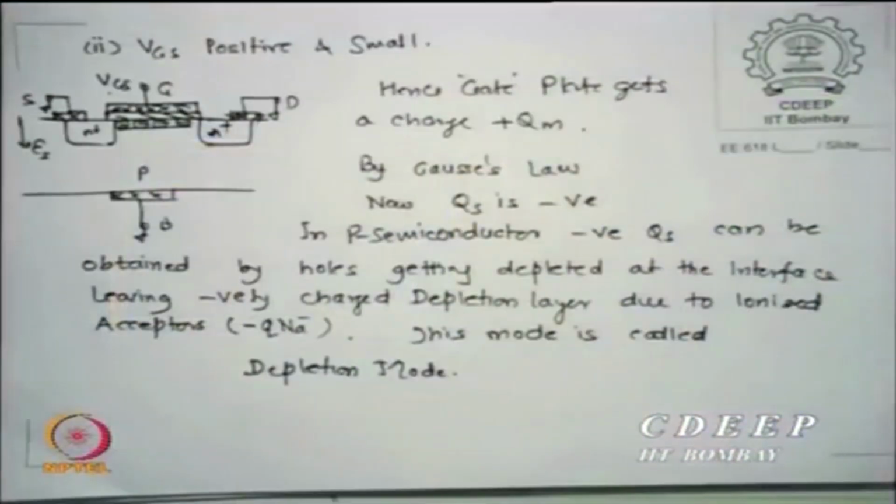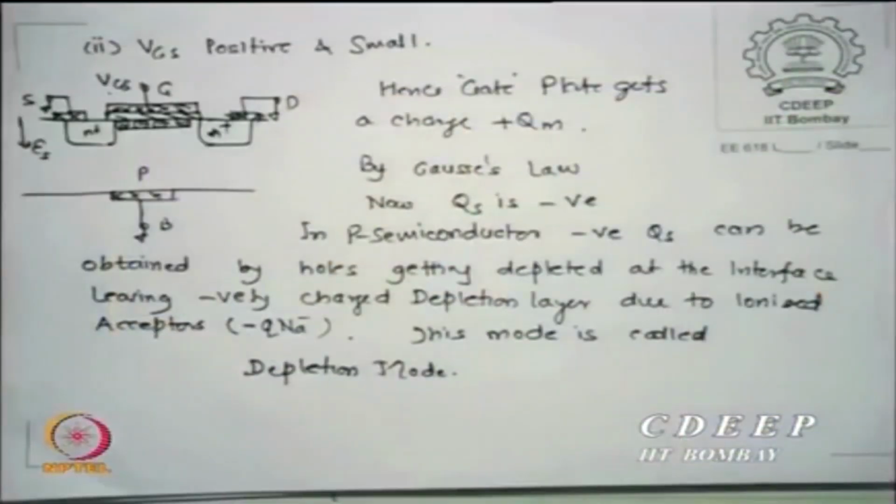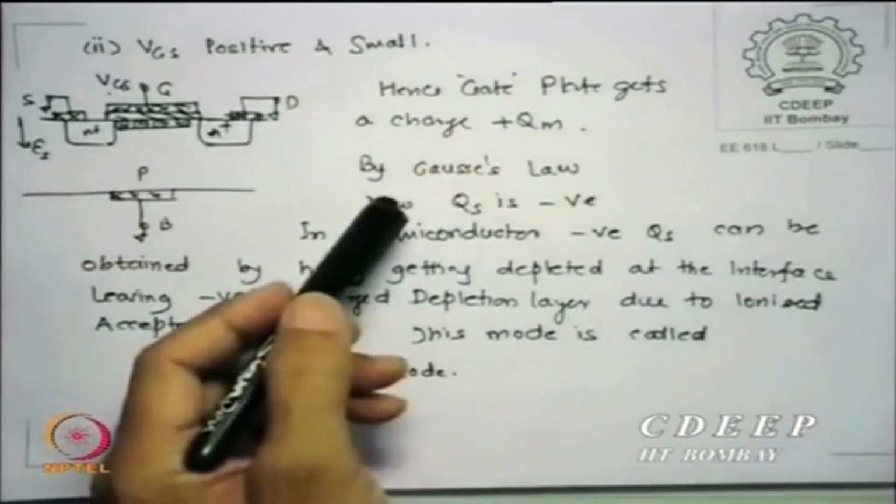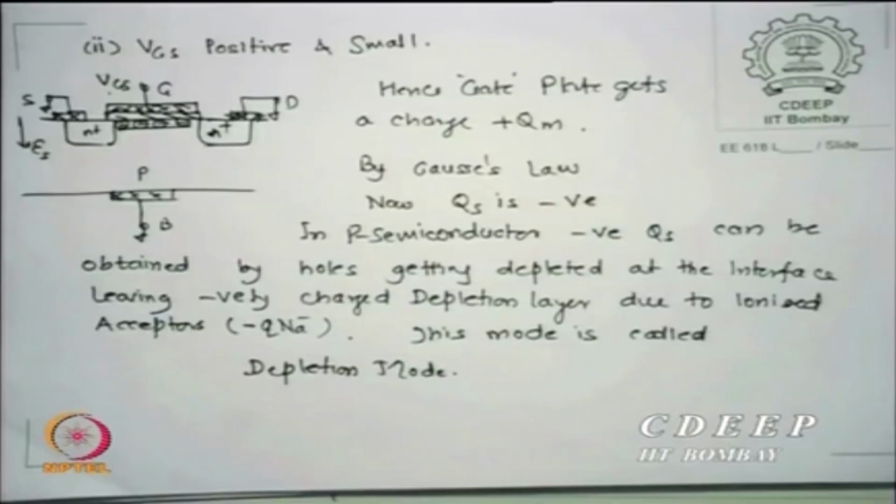Now the second case I said: VGS is positive but not very large, a very small amount but positive. If I apply VGS positive and small, I am putting a small Qm at the metal. Now by Gauss's law we expect the semiconductor interface to get negative charge, because Qm plus Qs is constant, is 0, is what Gauss says.